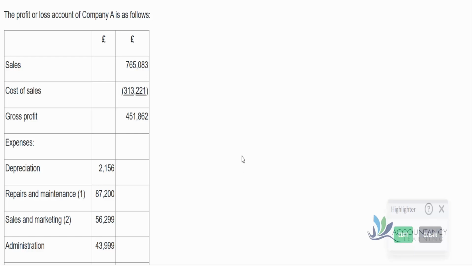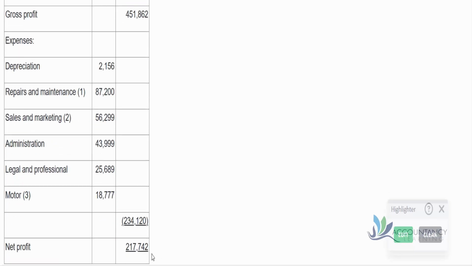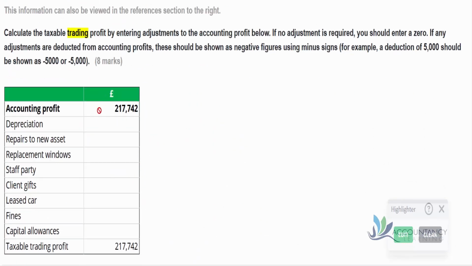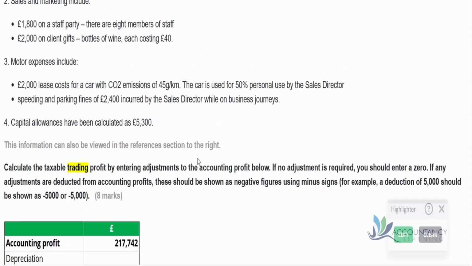So we can see that we've got our starting position. There's our net profit, the 217,742. And that is the same number that we're starting off with. So they've done that for us in this sample assessment, so it's reasonable to assume that they'll do that for you in the real assessment as well, but possibly not. So again, we just revised there what that number should be.